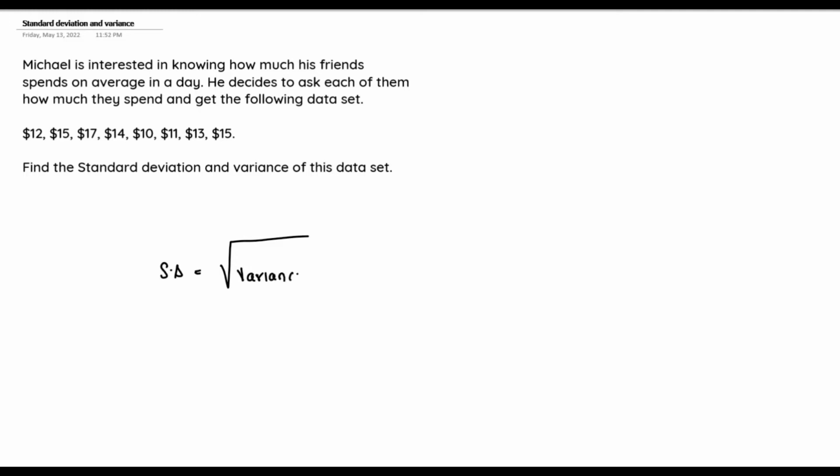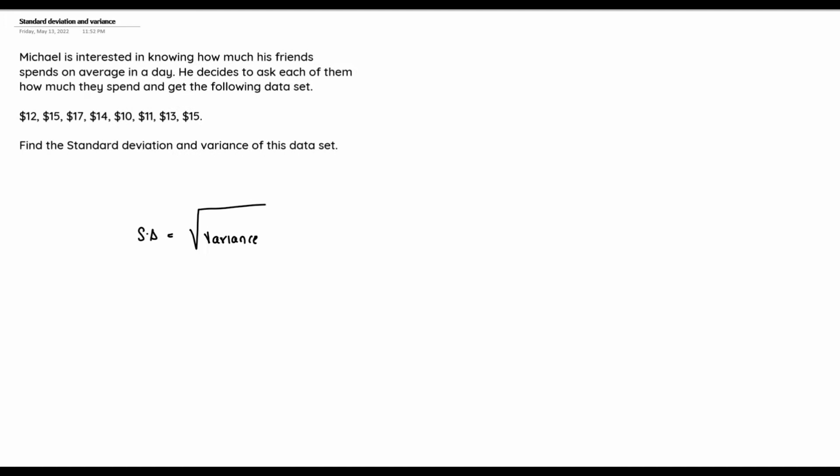So that simply implies that if we have our data set and we're supposed to get the standard deviation, the first step is for us to get the variance, and then from the variance we can take the square root of the answer of the variance for us to get the value of the standard deviation.